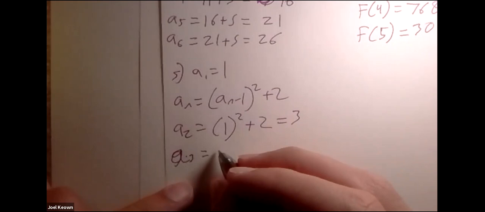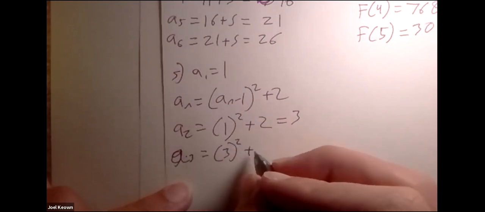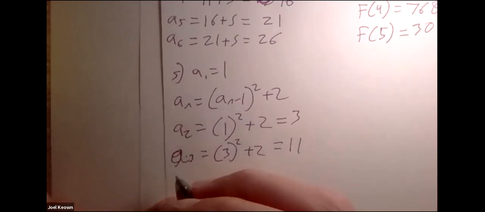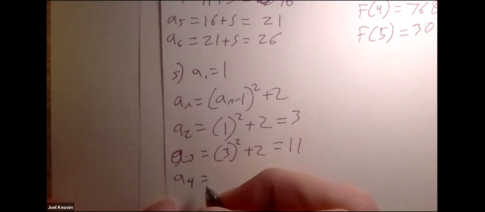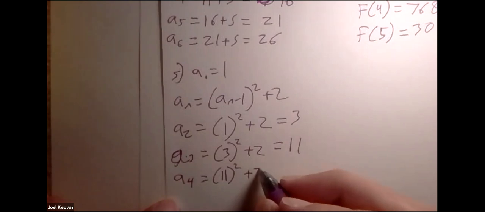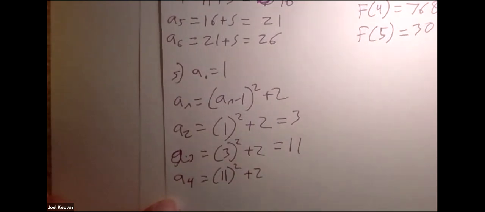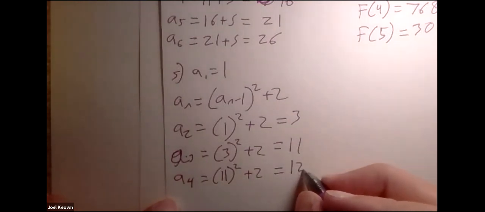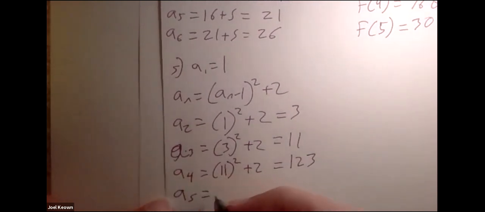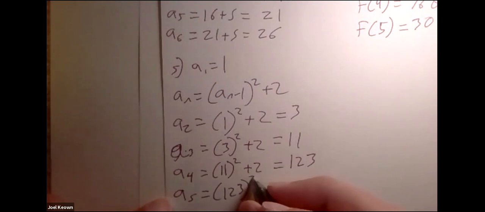Plug 3 in. 3 squared is 9. Plus 2 is 11. Plug 11 in. 11 squared, I believe, is 121. Yes, 121. Plus 2 is 123. 123 squared plus 2. Definitely look up there on this one. 123 squared.